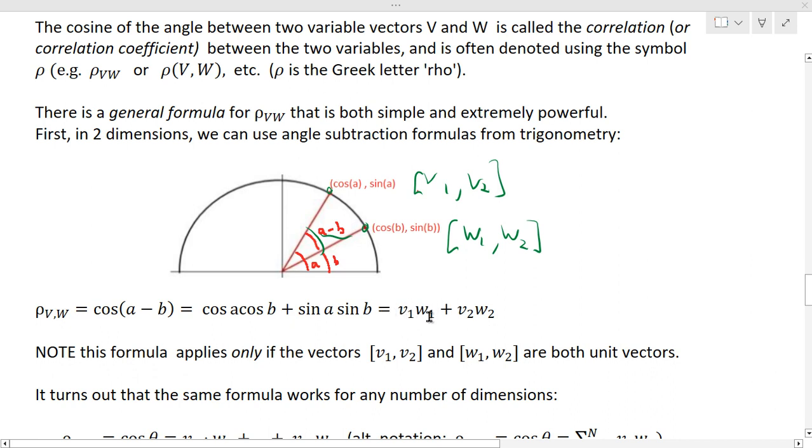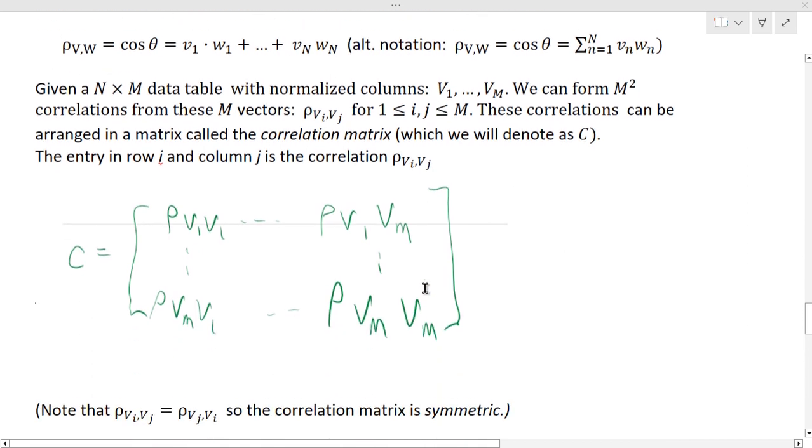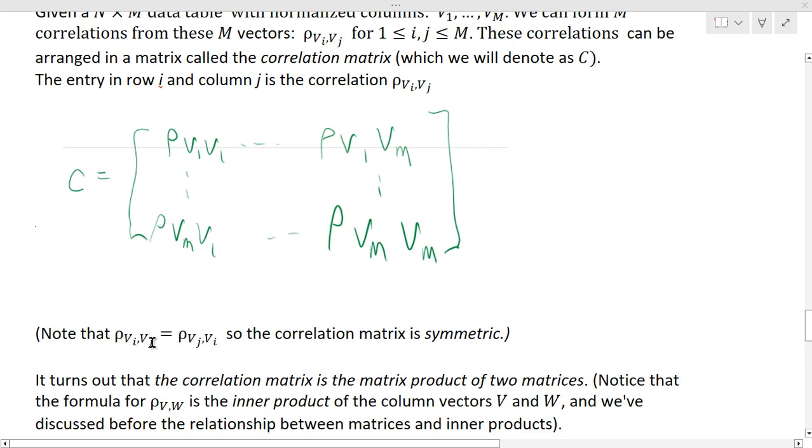I can exchange the v1 and the w1 and the v2 and the w2, and I get the same answer. So it doesn't really matter what order you write the vectors in. Okay? So row vi, vj will be row vj, vi. So the correlation matrix is symmetric. And symmetric means that I could take this matrix here and flip it across the diagonal and it would be the same. This entry here is the same as this entry here.